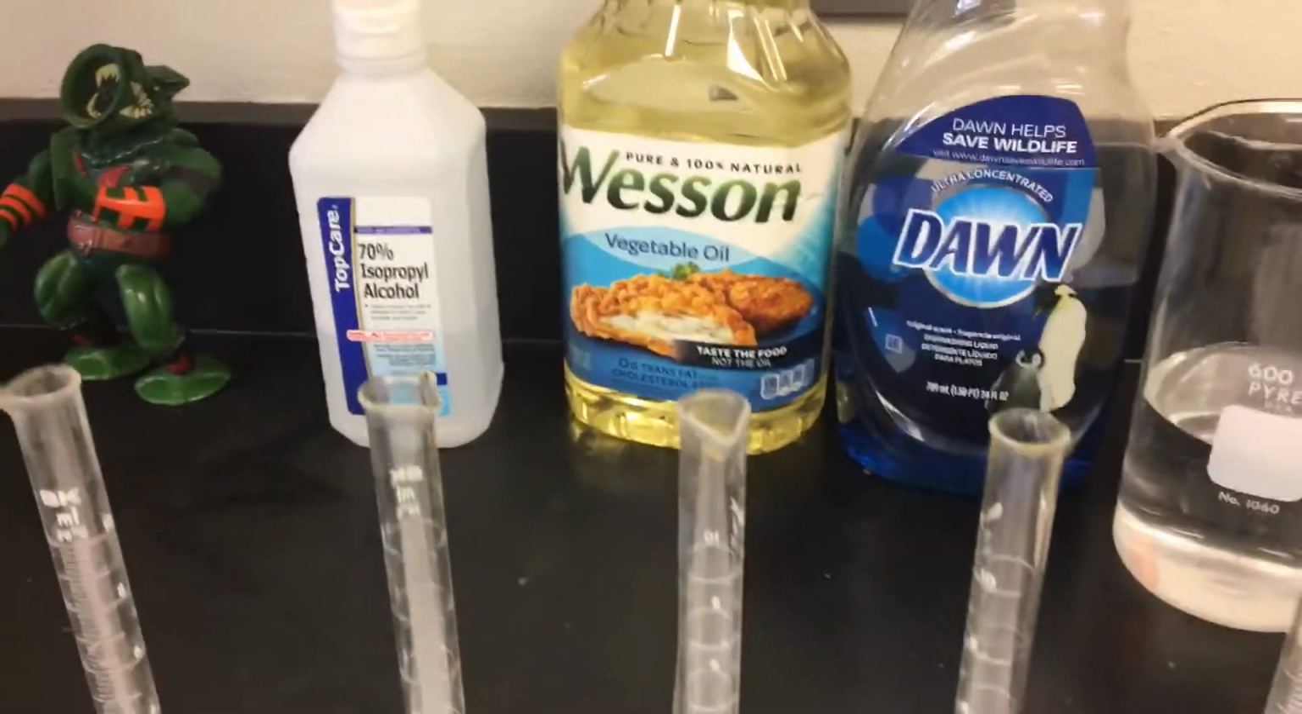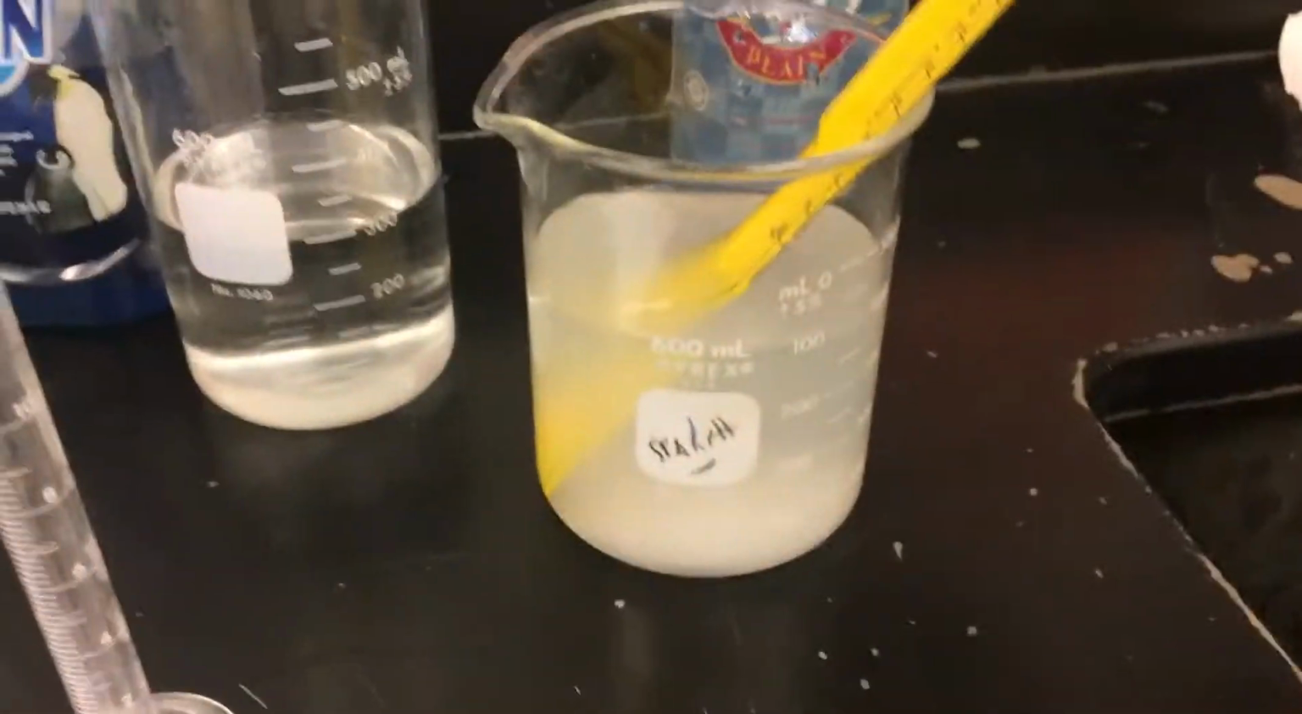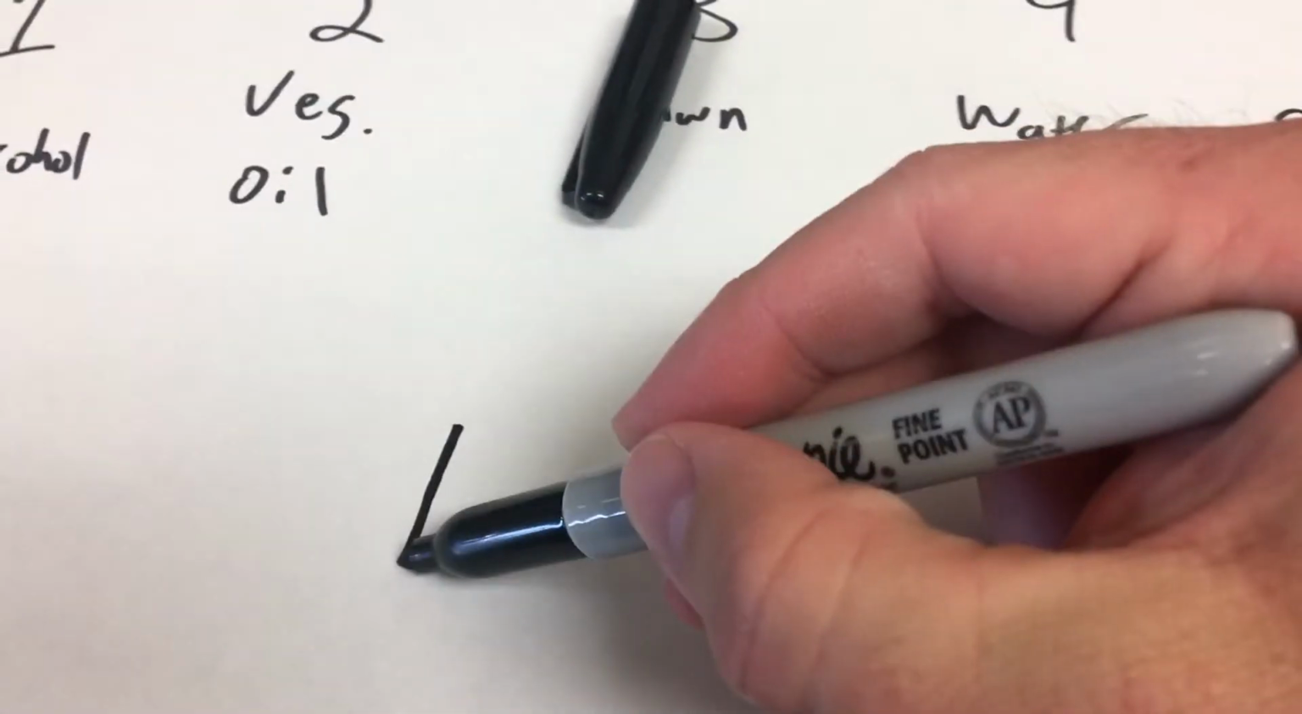Welcome to Air Science. It is time for Lab 2, Density of Liquids. So we're going to be checking out the density of alcohol, vegetable oil, Dawn, water, and salt water, which I made by dumping salts into water. Just like solids, same deal.